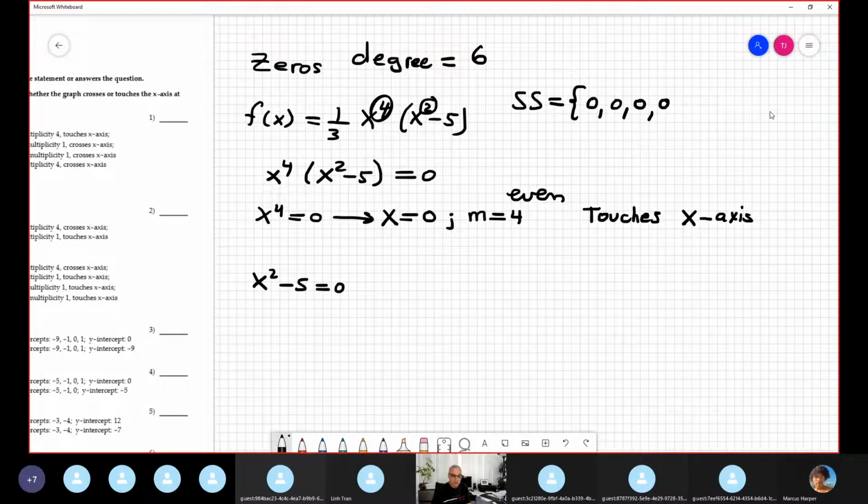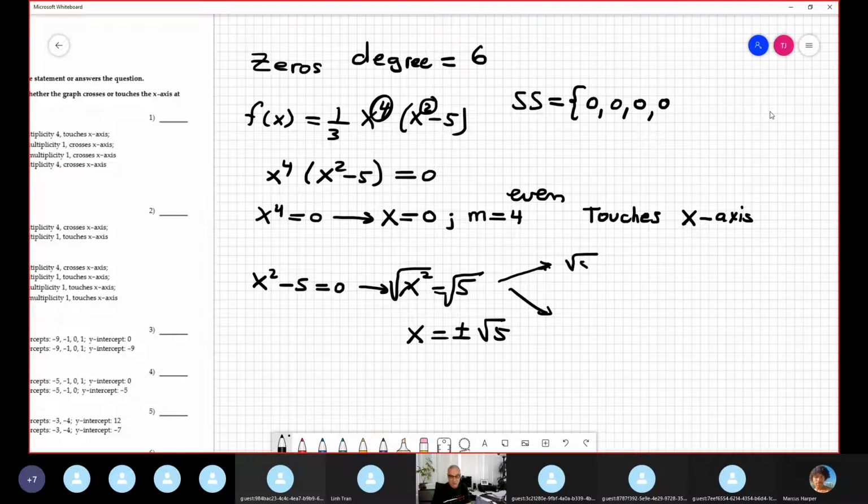Now the second piece is a quadratic equation. So, for solving this, you isolate the x, put phi on the right-hand side positive, and apply the square root to both sides. X is equal to plus or minus radical phi. And actually, we have two zeros: one is radical phi positive, the other is negative radical phi. Multiplicity 1, because not repeated. Therefore, it crosses. Both cross what? The x-axis.